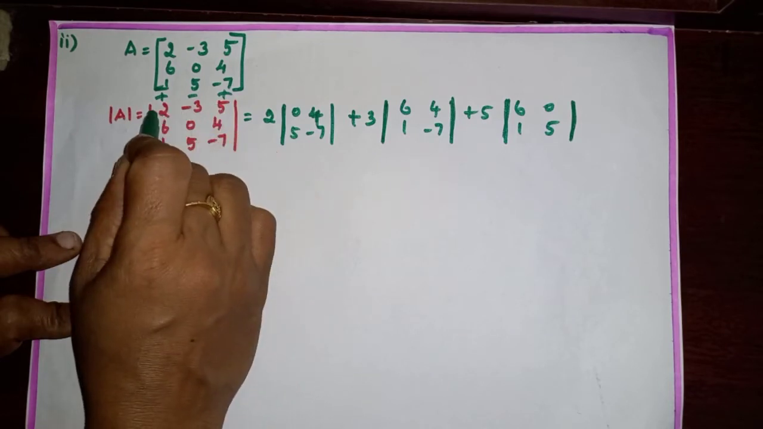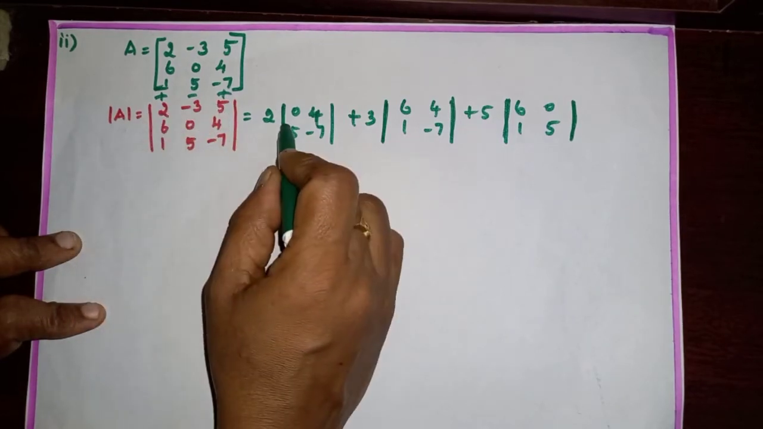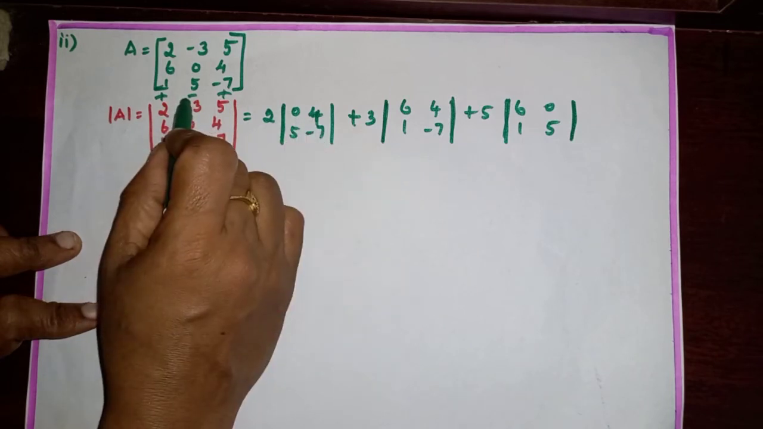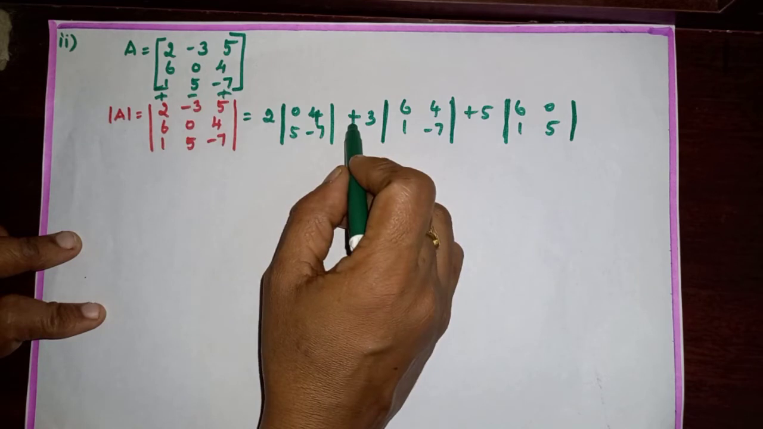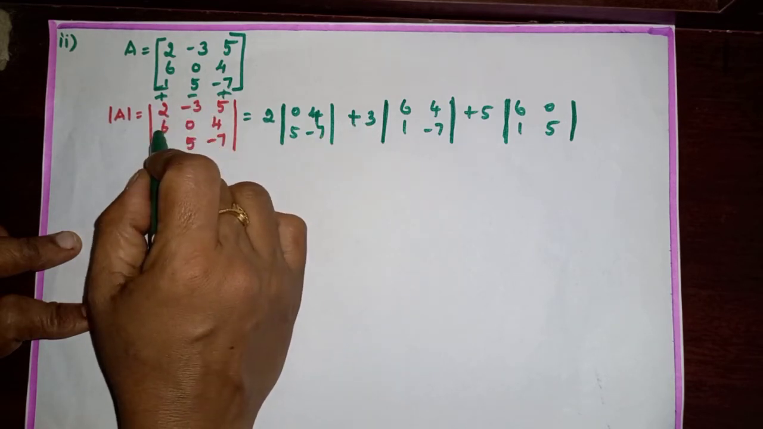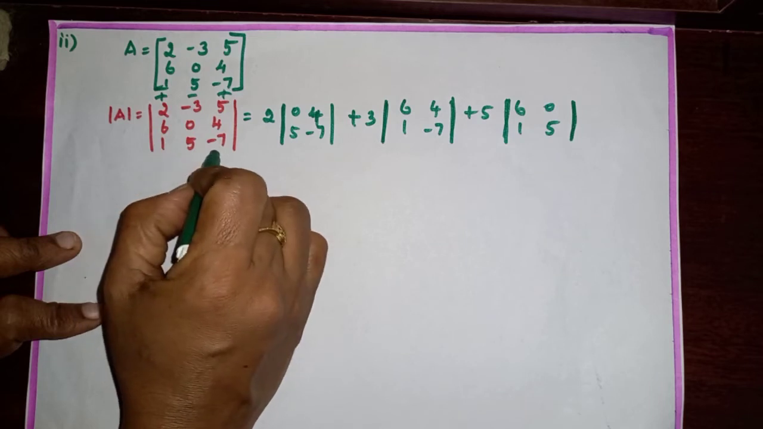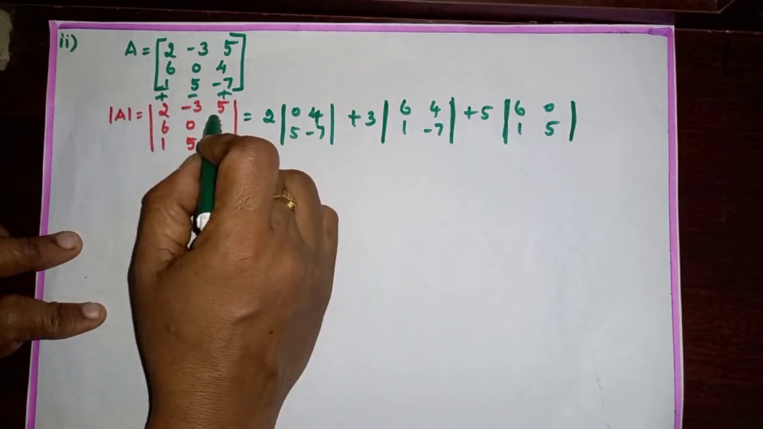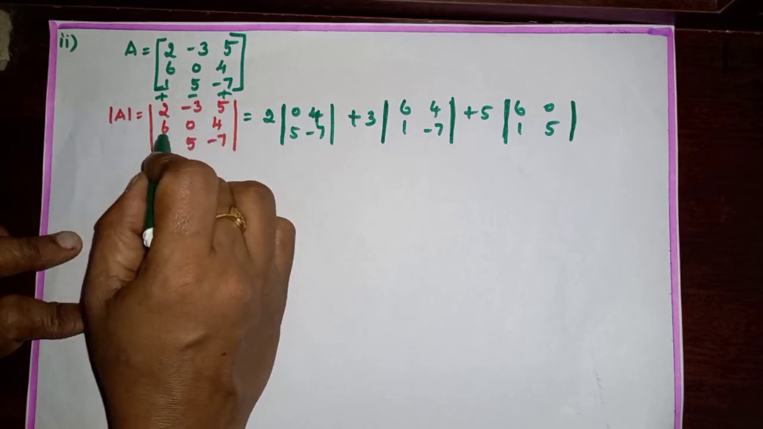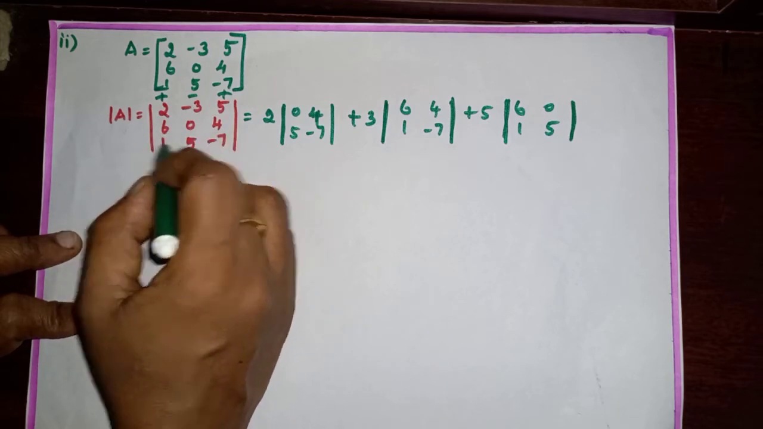So 2, delete the first row and the first column. We have 0, 4, 5, minus 7. Already you have negative sign. Negative and negative will become positive. Plus 3. Delete the first row and second column. Then we have 6, 4, 1, minus 7. Plus 5. Delete the first row and third column. Then we have 6, 0, 1, 5.